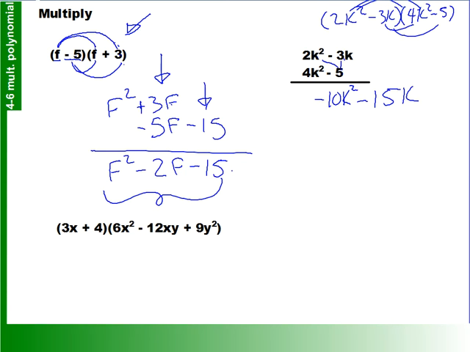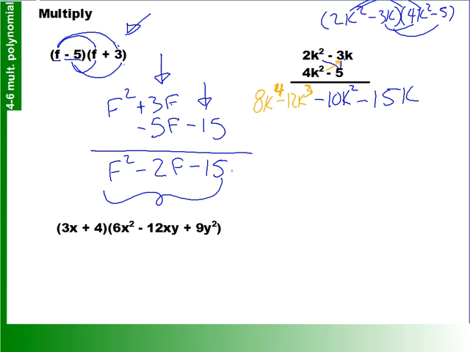Well, I've multiplied that negative 5 times everything. Let's multiply the 4k squared. 4k squared times negative 3k is going to be negative 12k to the third. 4k squared times 2k squared is going to be 8k to the fourth. Well, now it's time to see if we have any similar terms. I have k to the fourth, k to the third, k to the second, and k. Are any of them the same? No. Can I combine them? No. So I am done.